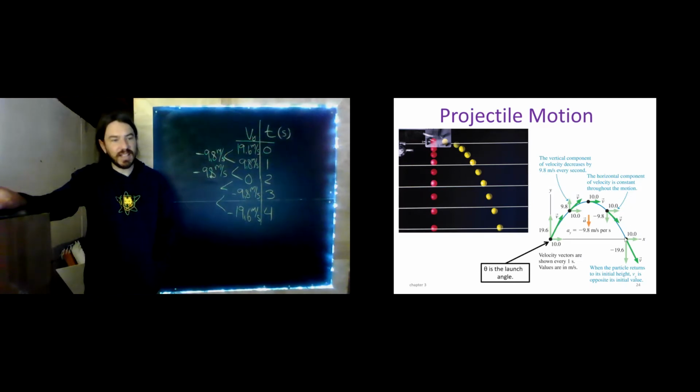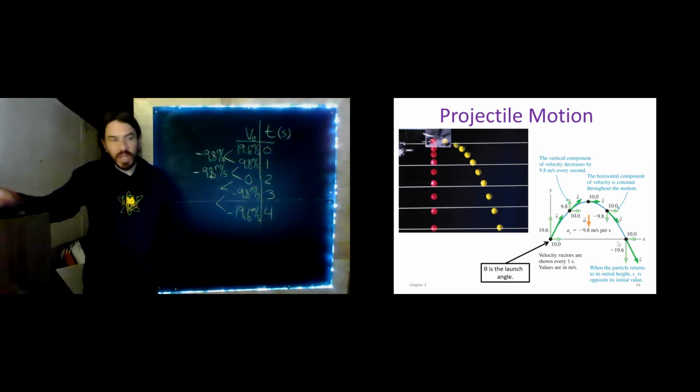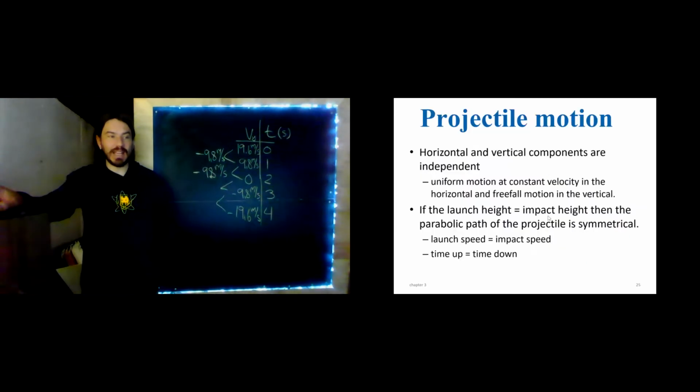And you can see that this is a nice symmetrical parabola. Notice that the velocity vector here just mirrors the velocity vector here, right? And so it takes the same amount of time up, takes the same amount of time down. It'll hit the ground at the same velocity, the same speed as it left my hand at. Again, only if the launch height and the impact height are equal.